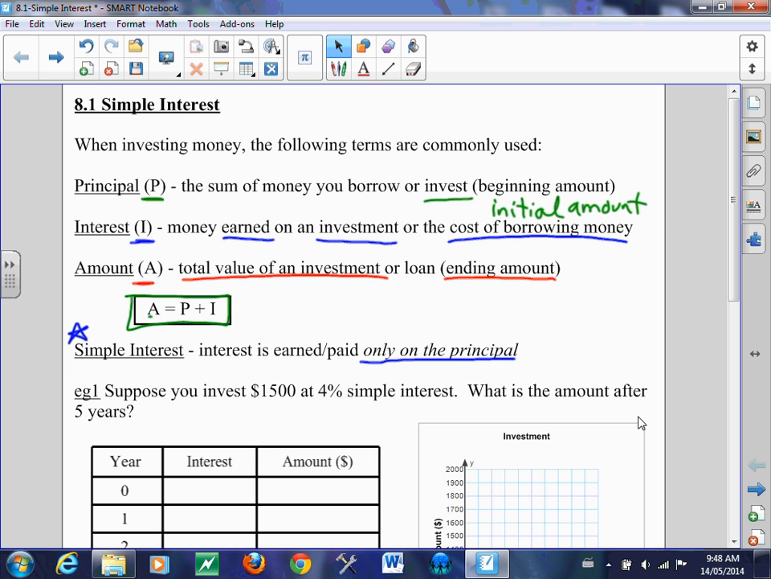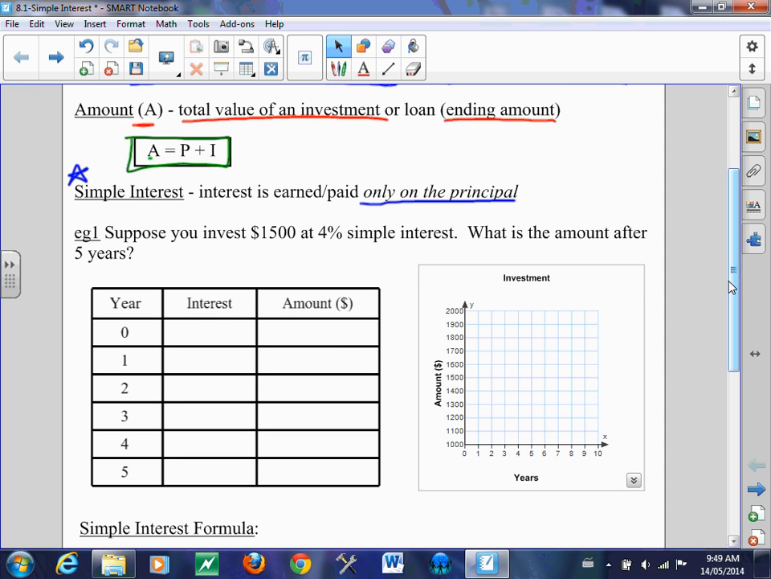Okay, but simple interest is interest paid on only the principal. So let's take a look at a simple investment problem here. Example 1: suppose you invest $1,500 at 4% simple interest. What is the amount in 5 years?